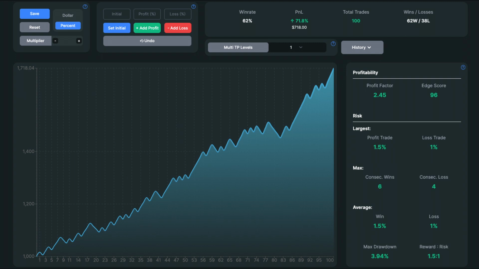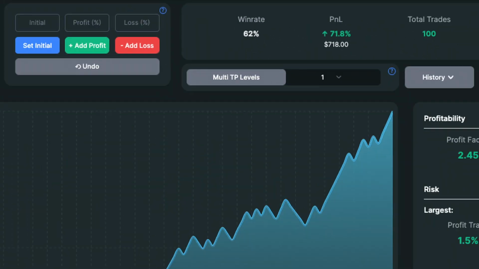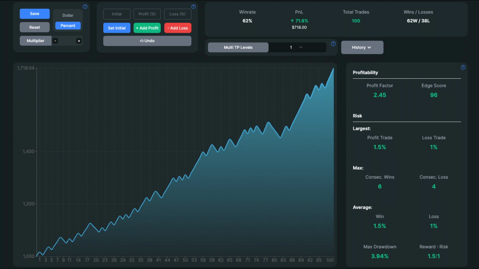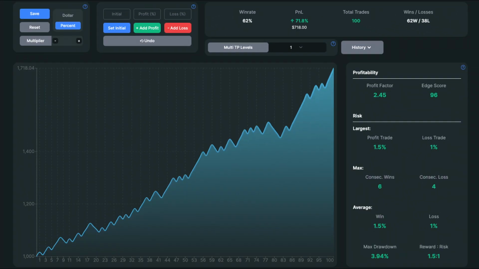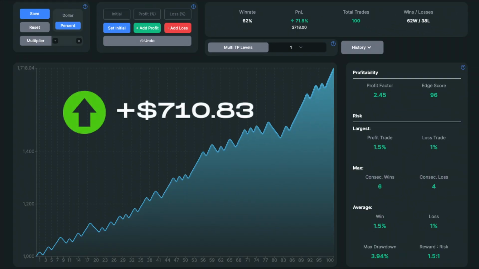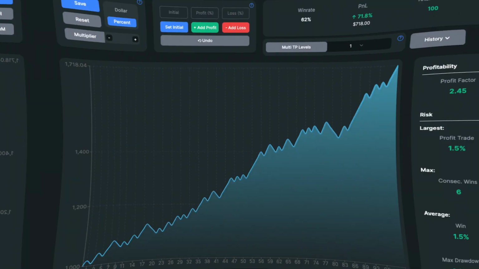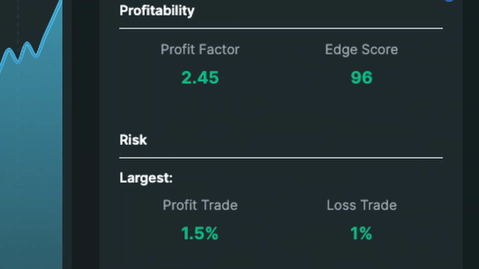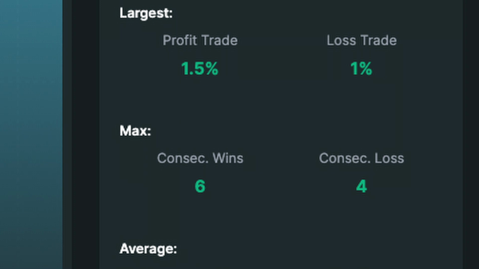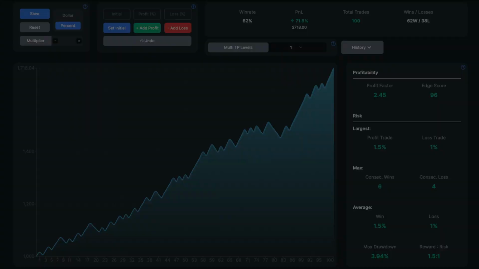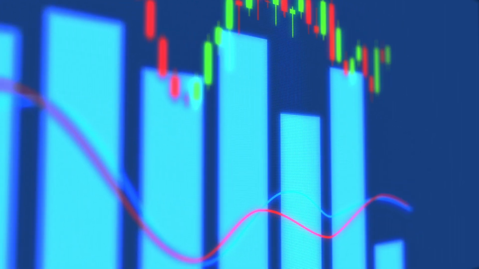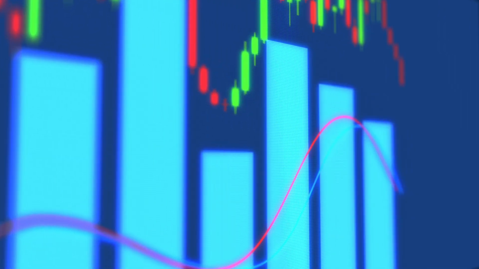Now, our win rate was 62%, which is not bad, but given just how simple and easy the strategy is, that is pretty good. We also grew our account by 71.8%, which with our initial account size being $1,000 meant we made $718 in 3 days. Moving on to our profit factor, which was a respectable 2.45. Next, we had 6 consecutive wins against 4 consecutive losses. Again, not the best, but surprisingly high for just how simple this was. Given these results, over just 72 hours, I highly recommend giving this strategy a go.